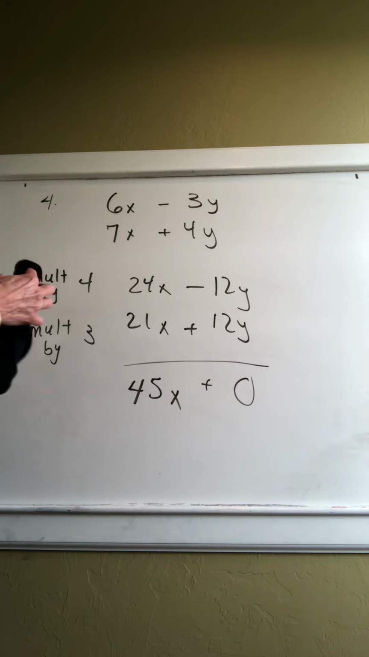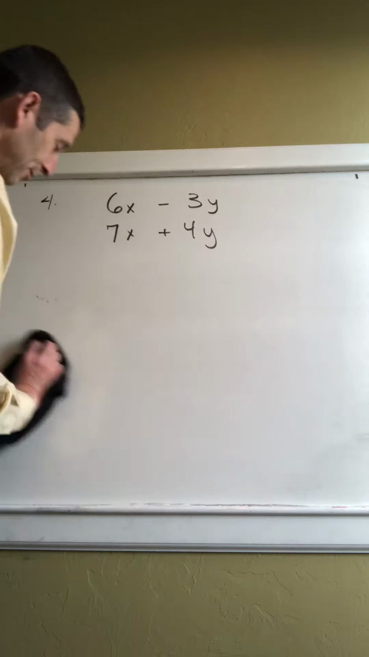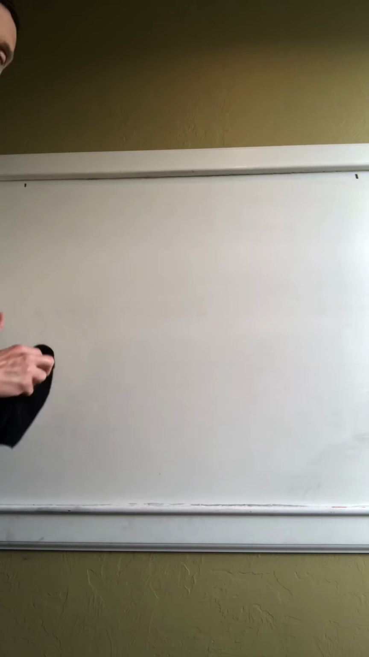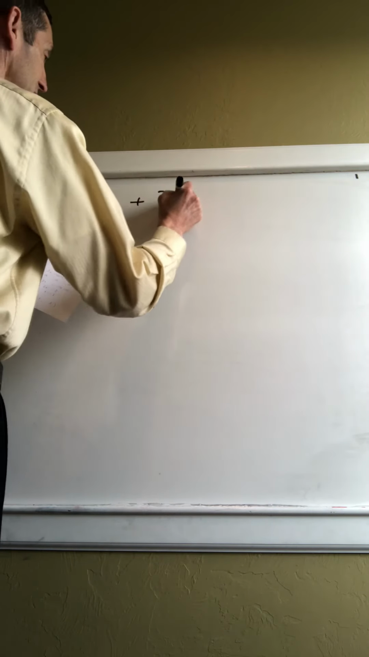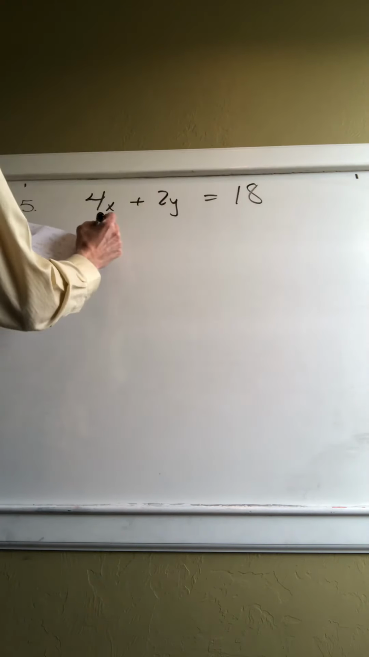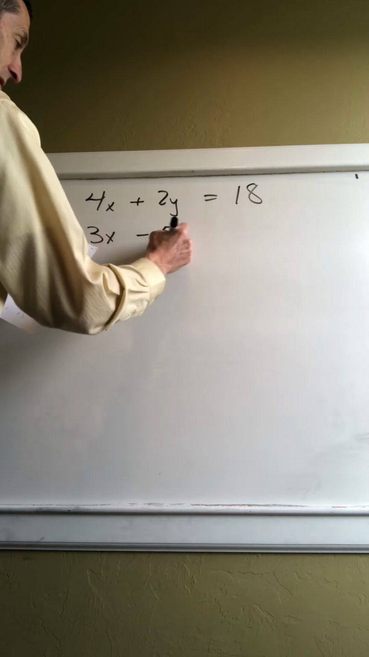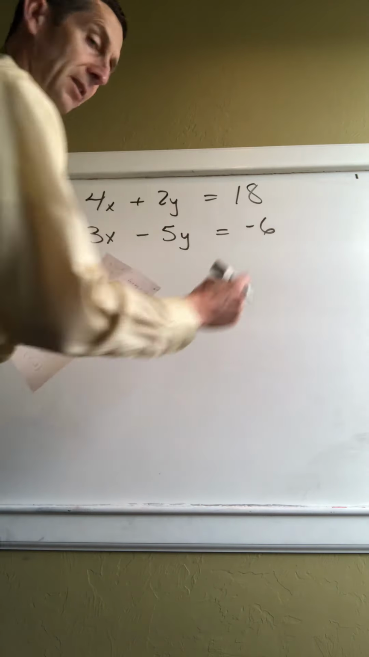All right, so we've done the warm-ups. We've done all the prep work. Bring it on. Let's do this. All right, here we go. Number 5. Let's solve this by elimination. 4x plus 2y equals 18. 3x minus 5y equals negative 6.